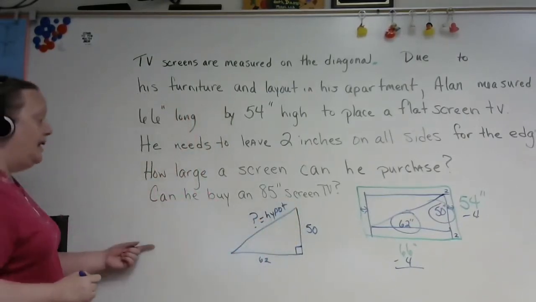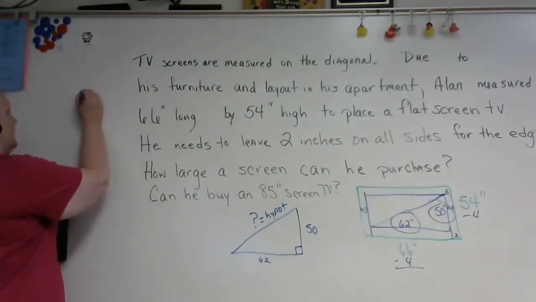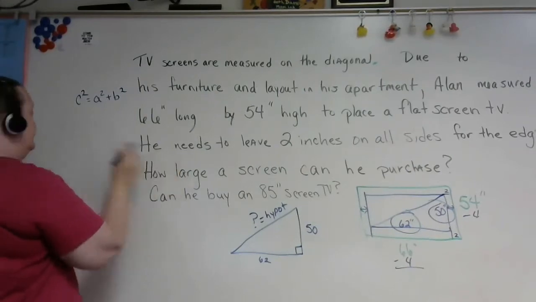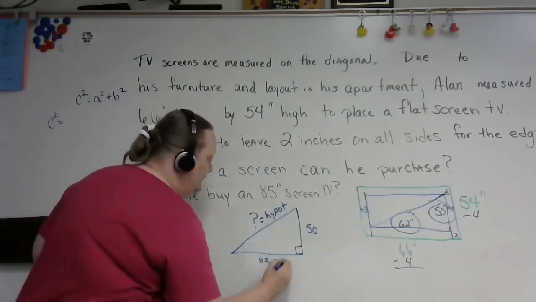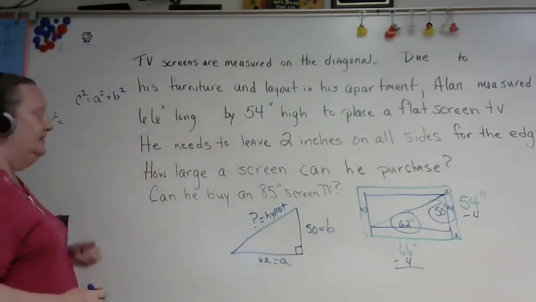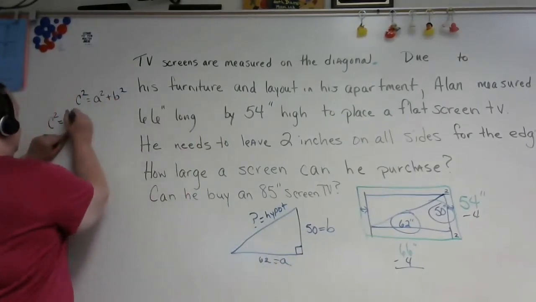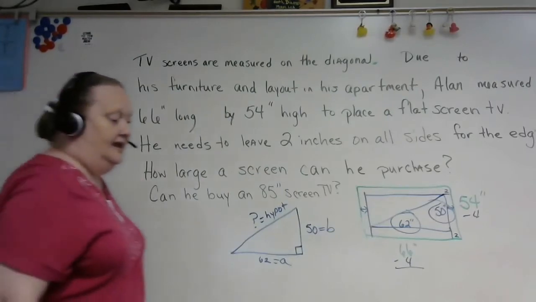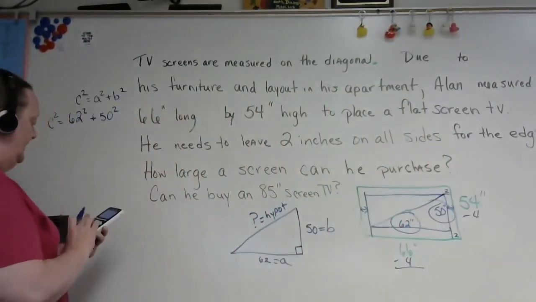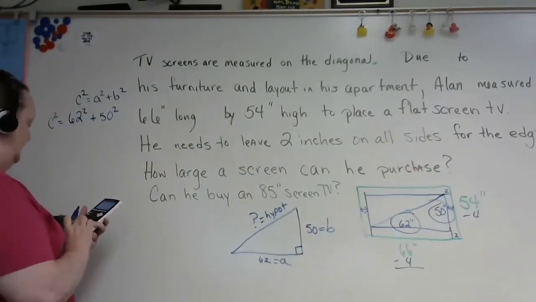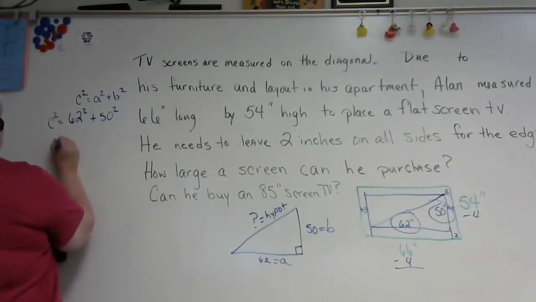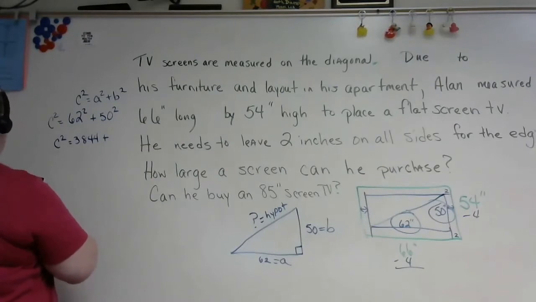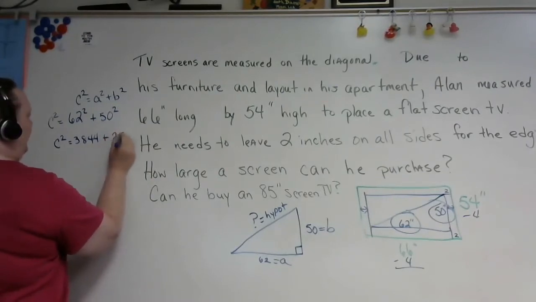And because the unknown is the hypotenuse, and I've got room over here that you can see, I'm going to come over here and go c squared equals a squared plus b squared. And in that case, my c squared is the unknown. I'm going to label one of these a, the other one b. My a squared is 62 squared plus 50 squared. And then I'm going to just take my calculator and come down here and do 62 squared, so that's c squared equals 3844 plus 50 squared, which is 2500.